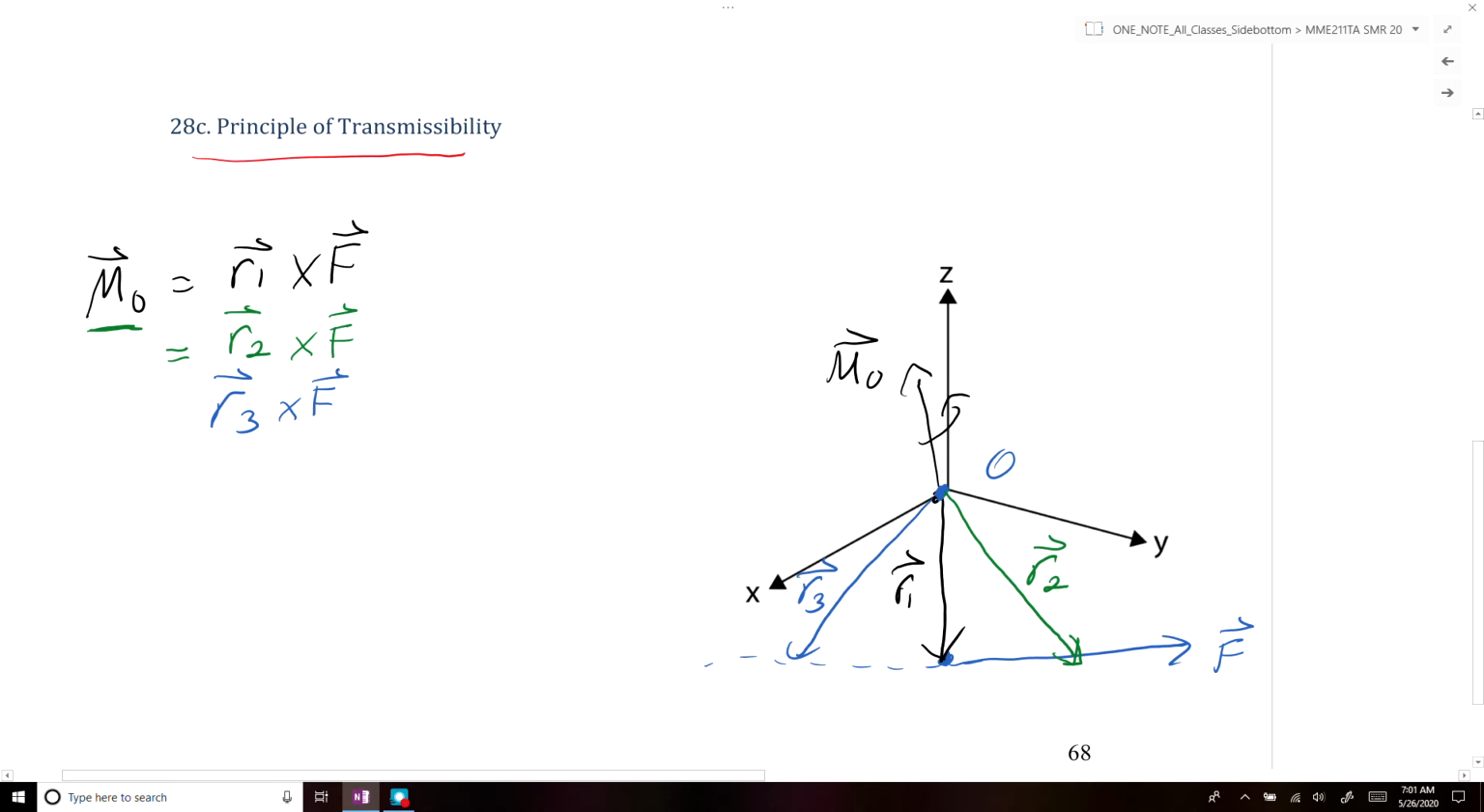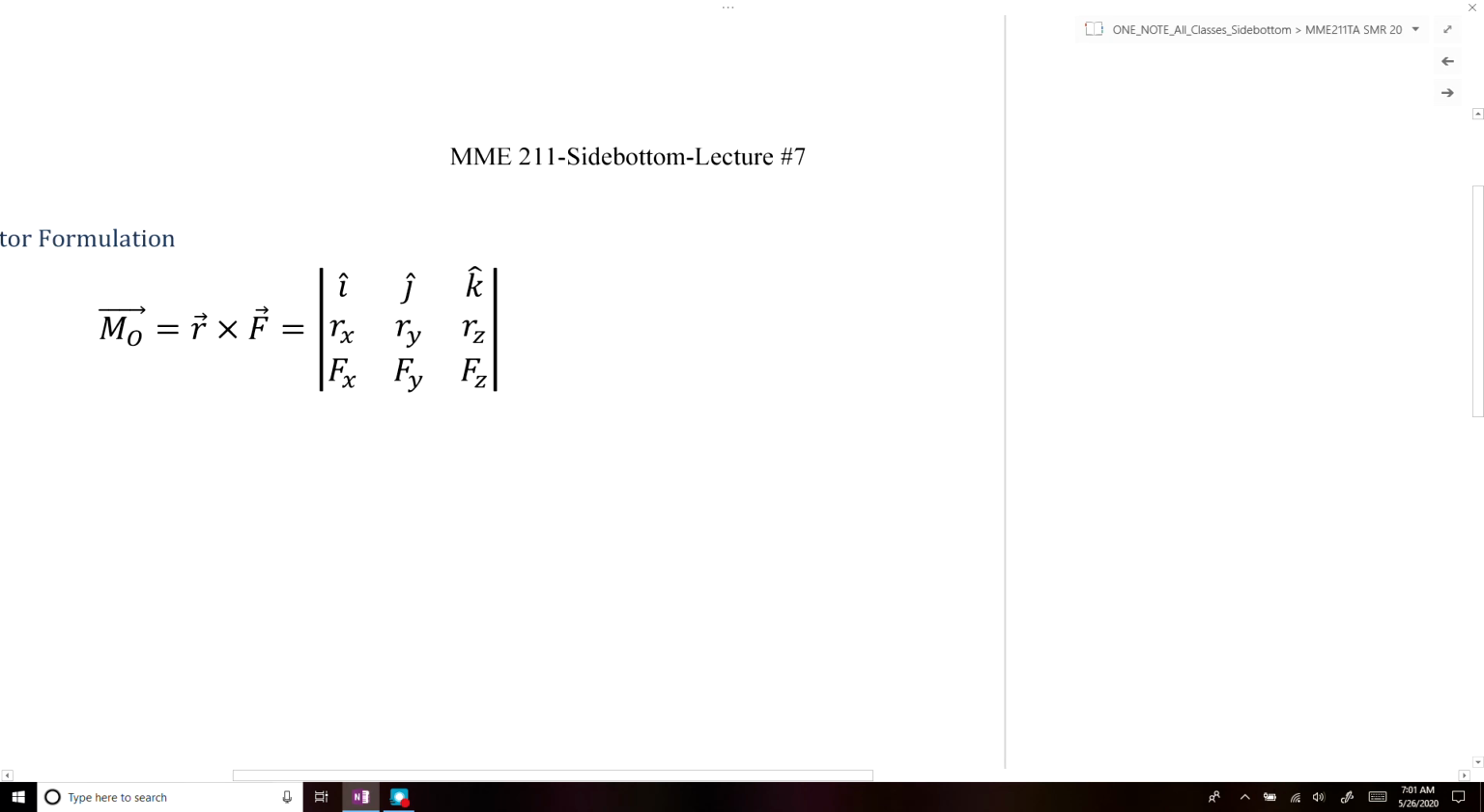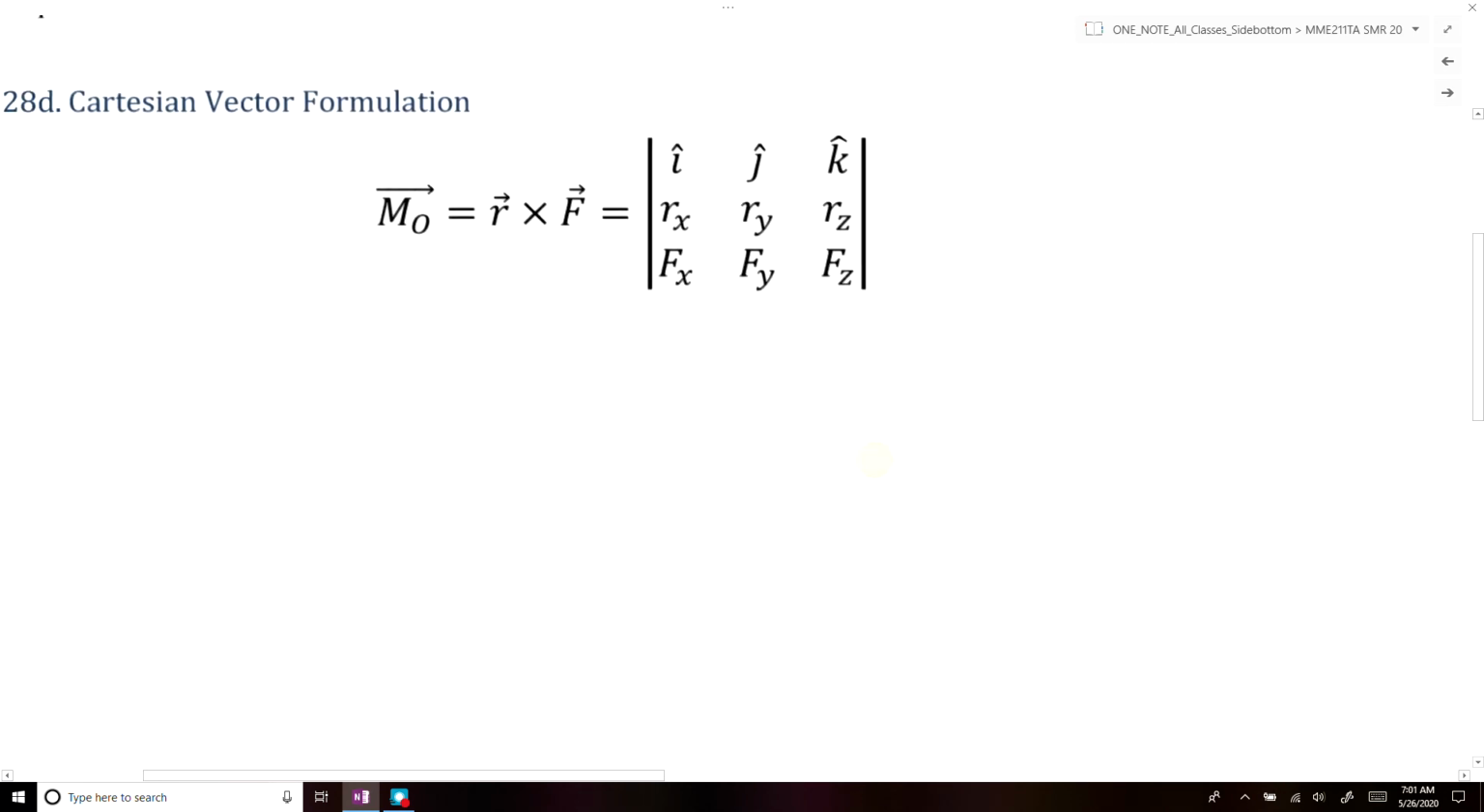If we go on, we can define our moment about a point using the cross product between r and F. We can write this using the determinant of a 3 by 3 matrix, just like we did for the cross product between any two vectors. To take this cross product, we can rewrite the first two columns of our matrix here.